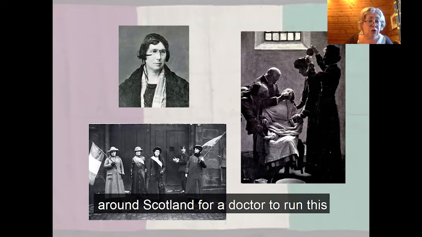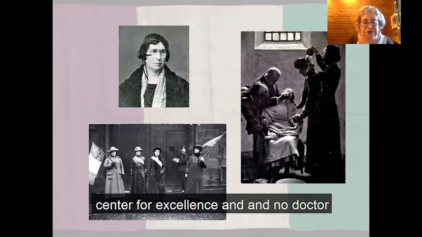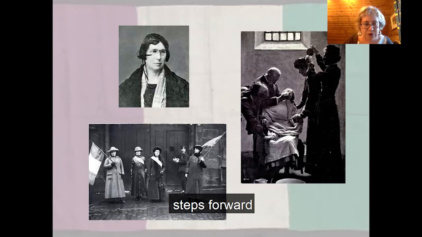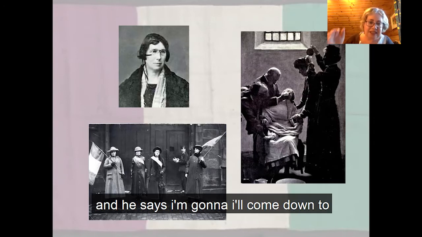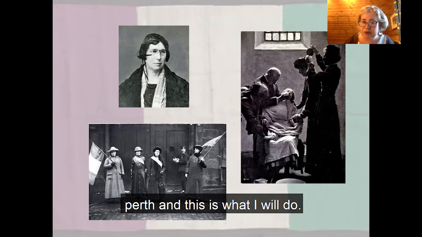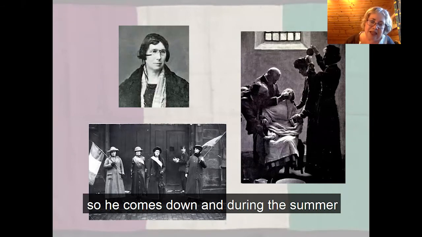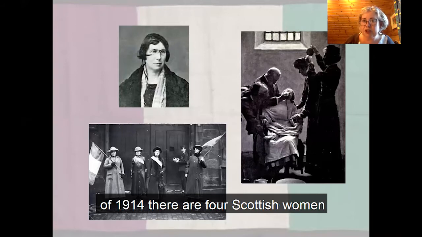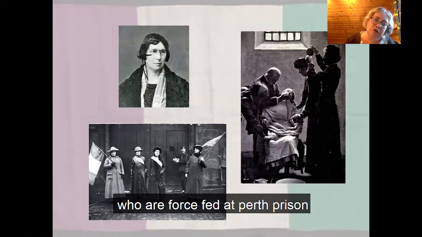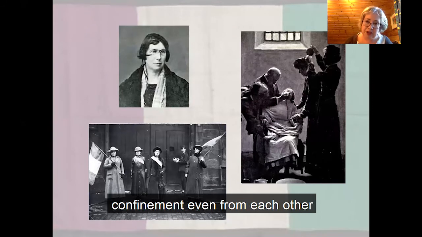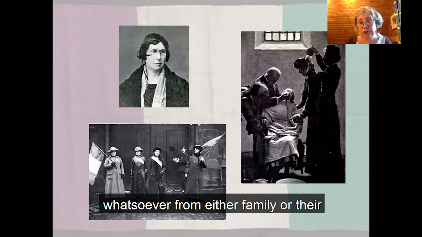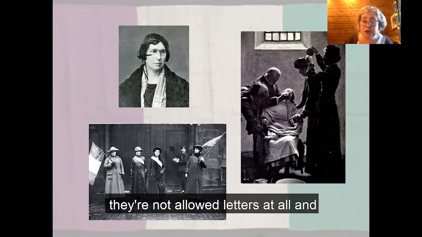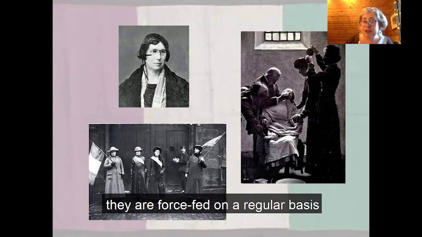And they look around Scotland for a doctor to run this centre for excellence, and no doctor steps forward until they get to Peterhead. And in Peterhead Prison, they find the doctor, and he says, I'll come down to Perth, and this is what I will do. So he comes down, and during the summer of 1914, there are 4 Scottish women who are force-fed at Perth Prison. They're kept in complete solitary confinement, even from each other. They're not allowed any visitors whatsoever from either family or their own physicians. They're not allowed letters at all, and they are force-fed on a regular basis.